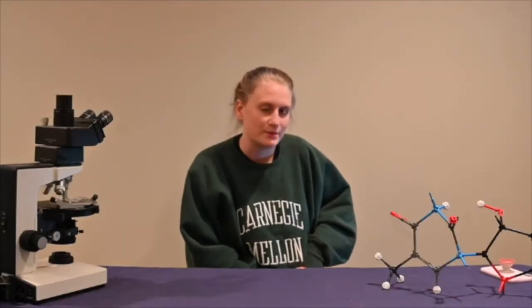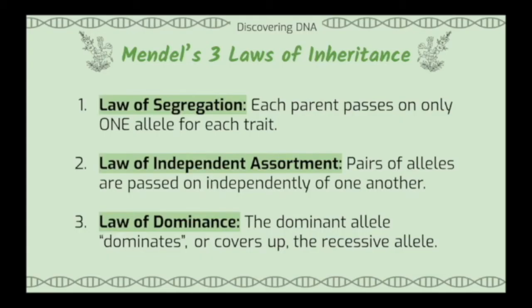Let's look back at Mendel's 3 laws of inheritance. We've got the law of segregation, which says that each parent passes on only one allele for each trait. We've got the law of independent assortment, which says that pairs of alleles are passed on independently from one another, meaning that the passing on of one allele won't affect the passing on of another. And we've got the law of dominance, which states that a dominant allele will dominate or mask a recessive allele if they are both present.